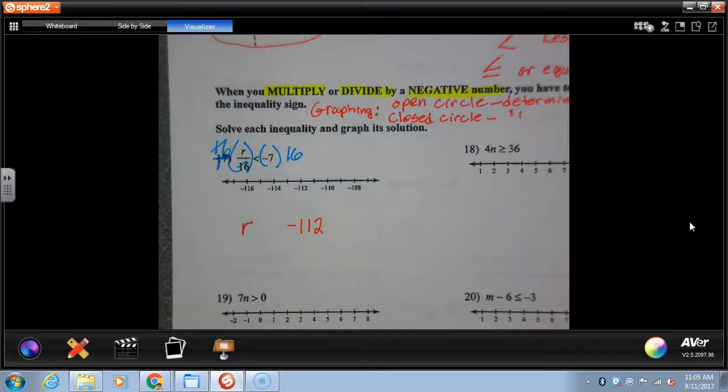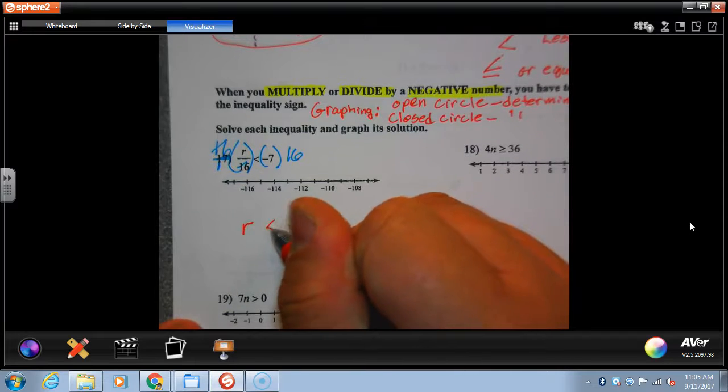I multiplied by a positive number, so I'm going to keep the sign. Even though I multiplied it to a negative number, I did not multiply it by a negative number. So I'm going to keep the sign as is.